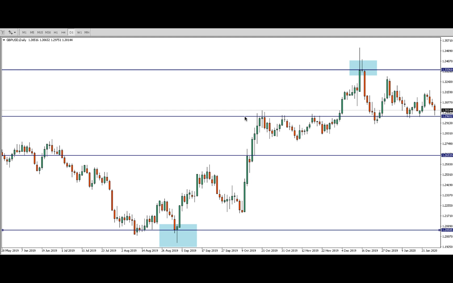First, remember to draw your support and resistance lines, and then you will find a lot of these examples. Now let's see the other possibility, which is that we have a breakout. Here we have a very clear one.